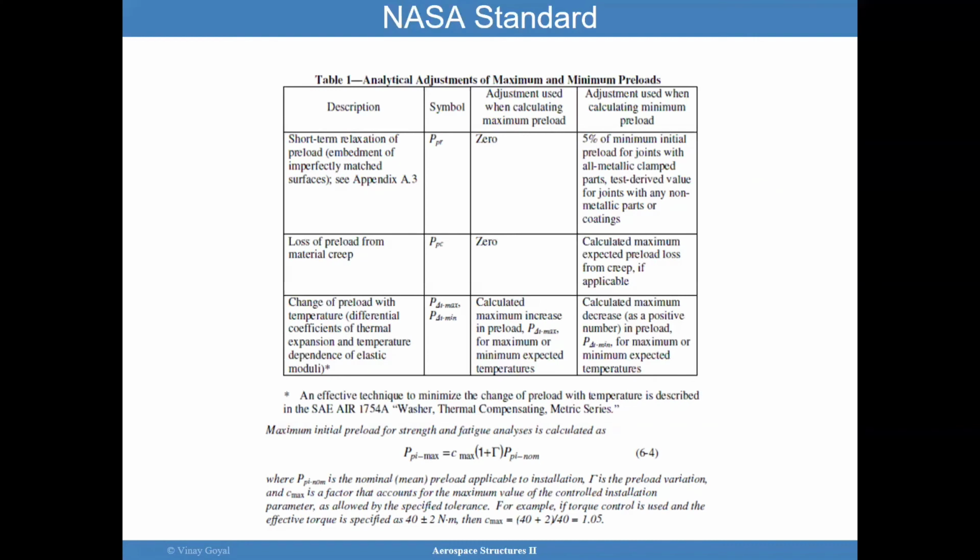And so the maximum initial preload for strength and fatigue analysis should be considered in any of these calculations. And that includes gamma, which is a preload variation. We want to consider sigma max, Cmax here, which is a factor that accounts for the maximum value of the control installation parameter. And so you can then calculate an effective torque that is specified for the hardware. And then use that in your preload calculations to ensure that we do not have a problem in the design.